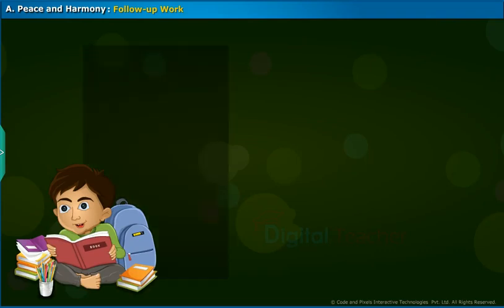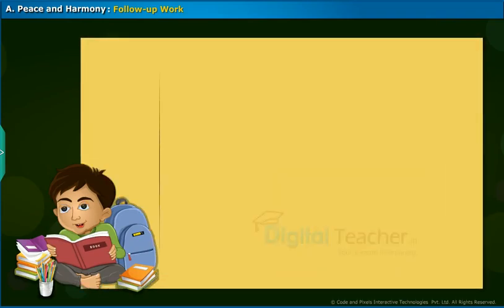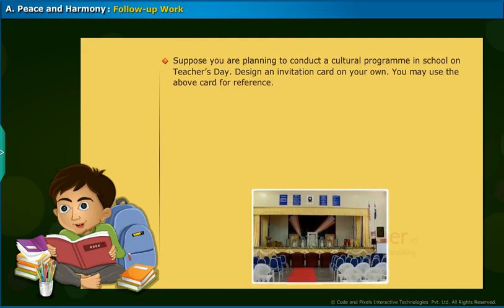Follow up work. Take up the following activities. Suppose you are planning to conduct a cultural program in school on Teacher's Day. Design an invitation card on your own. You may use the above card for reference.